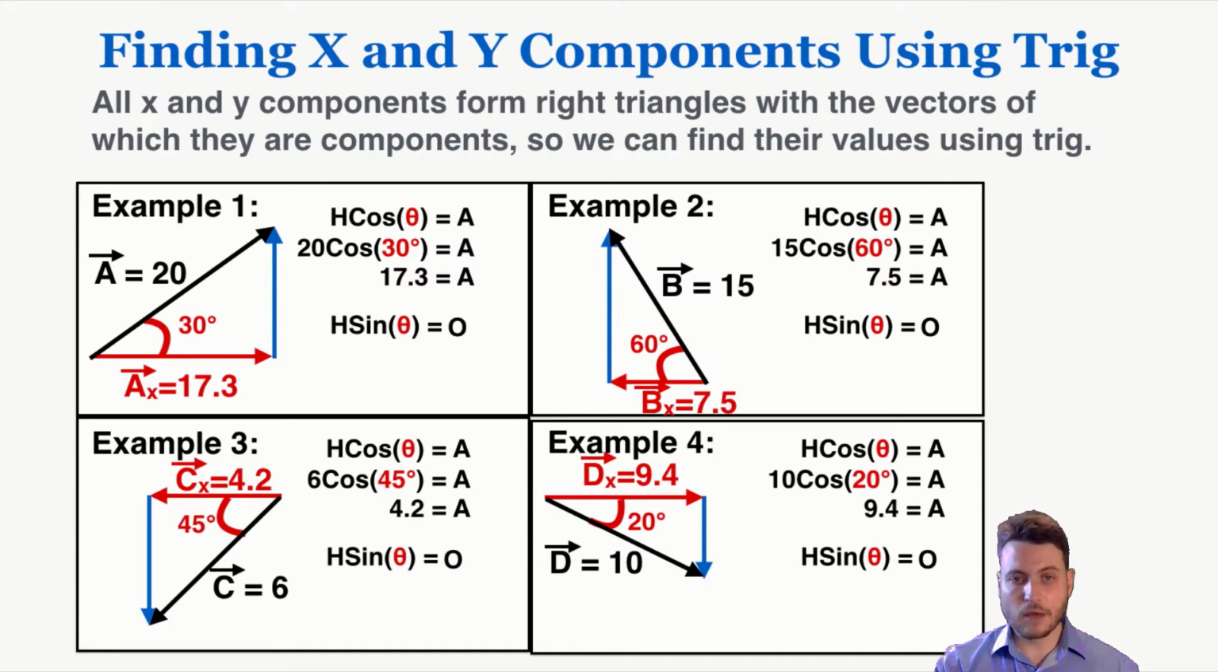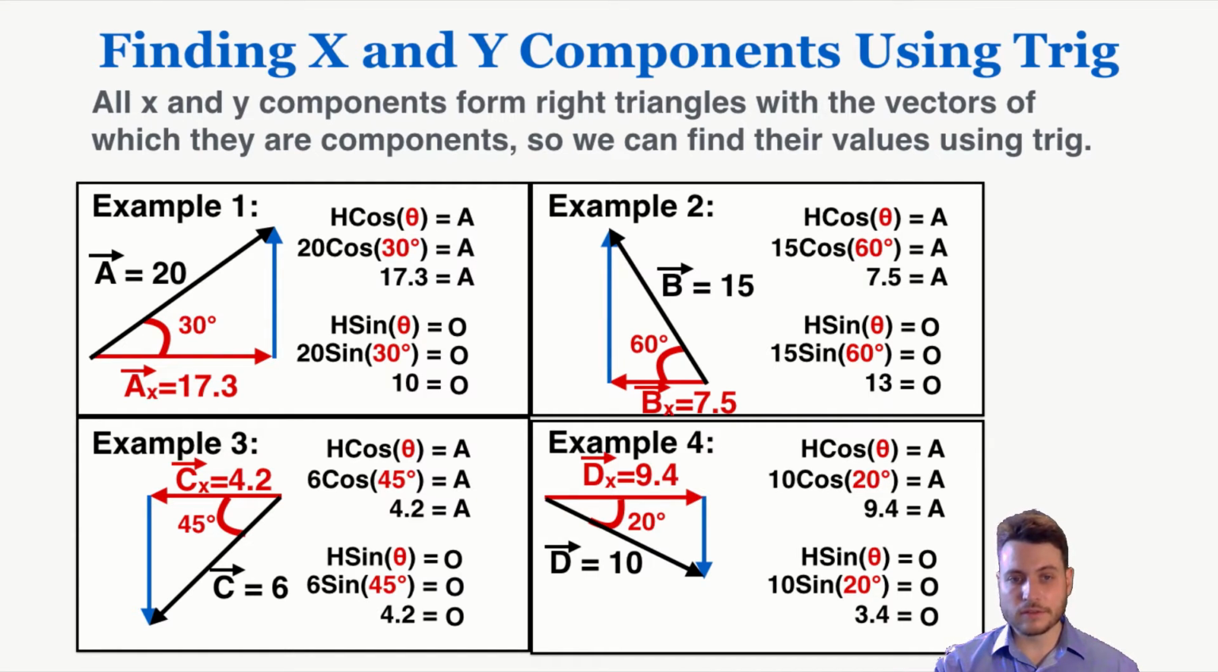And I can see that the y component is the opposite side of each triangle. So solving for the opposite side gets me these values for each triangle here. So that's how you would solve for the y component of that vector.